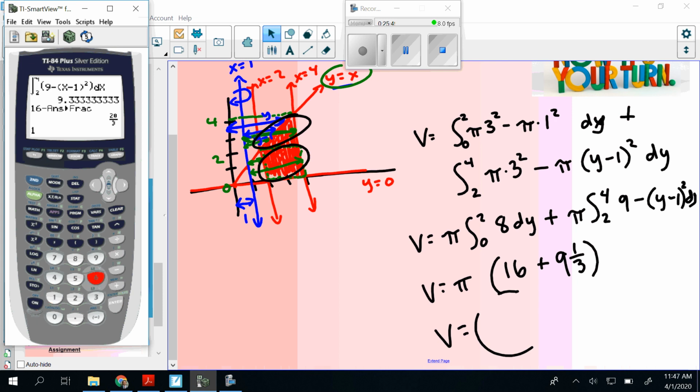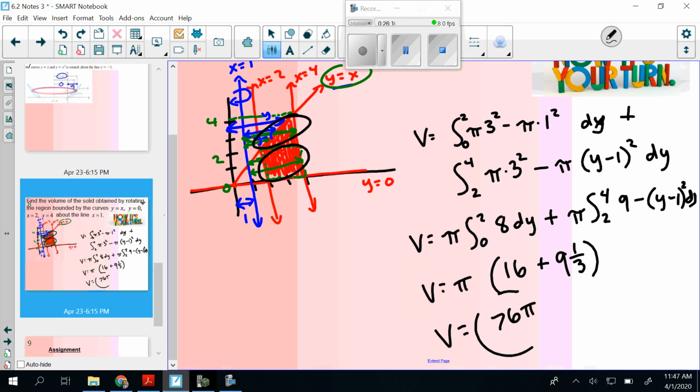So what's 16 plus 9 and 1/3? We get 25 and 1/3. Now if we turn that into a fraction, we get 76/3. Sorry about that. 76 pi over 3. Units cubed would be our answer.